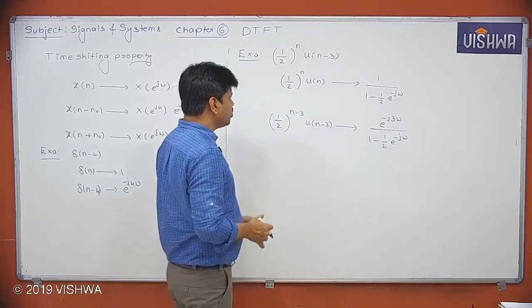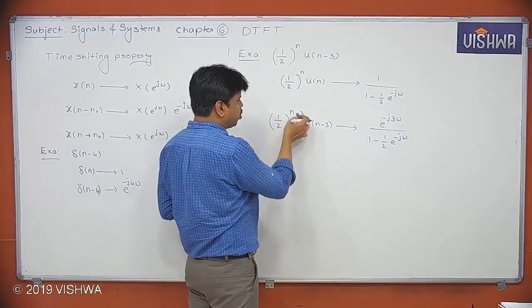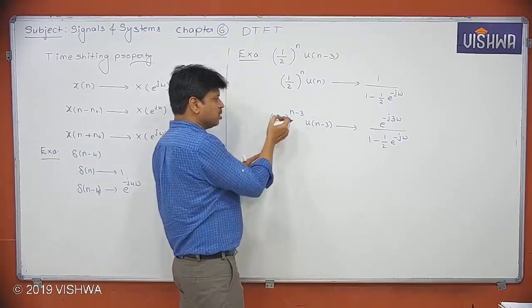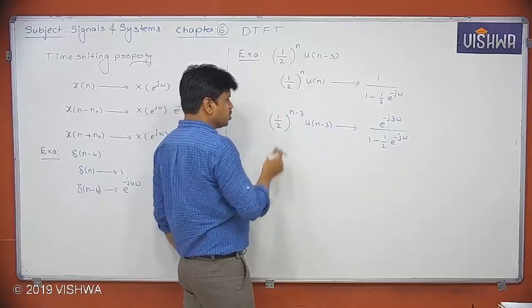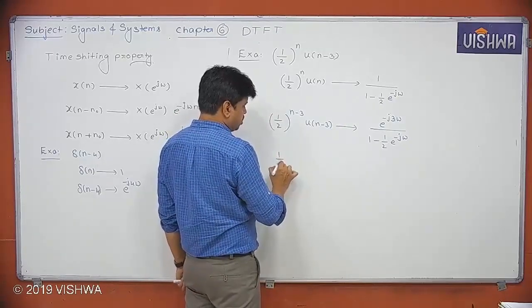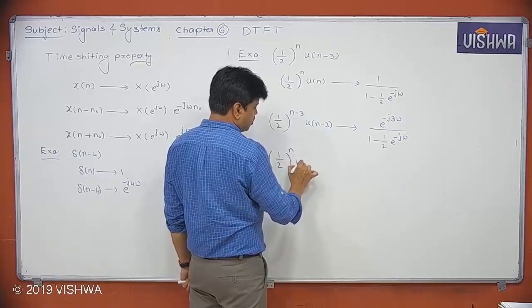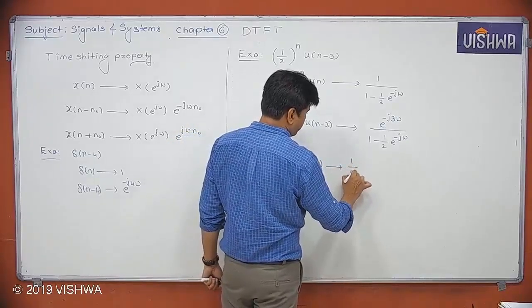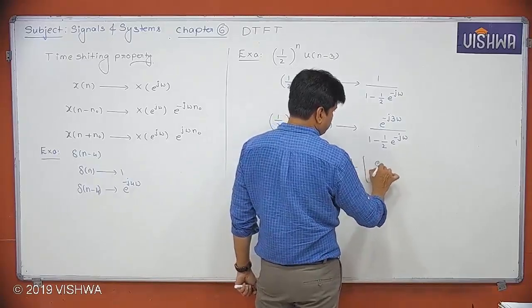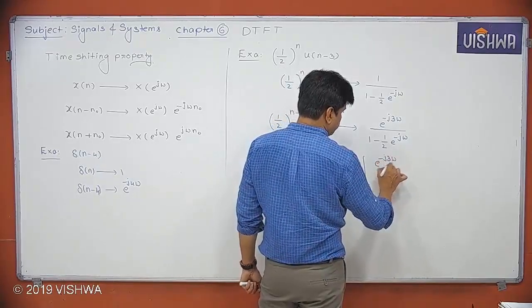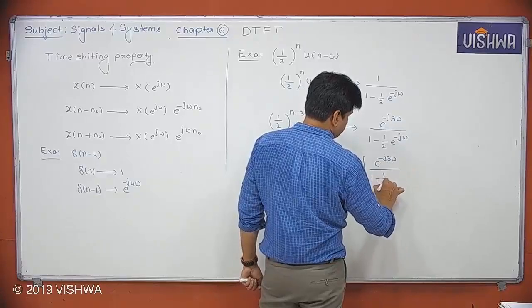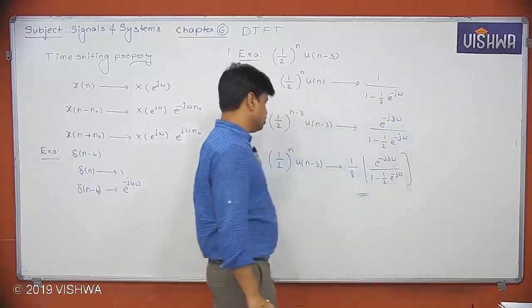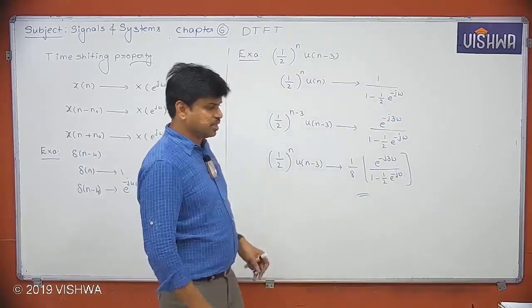But here, if you observe carefully, one extra term is there, (1/2) power minus 3. That is nothing but 8, since (1/2) power minus 3 means 2 power 3, that is 8. So if I bring that 8 here, then (1/2)^n u of n minus 3 is going to give you 1 by 8 times e power minus j 3 omega by 1 minus 1 by 2 e power minus j omega. So this is the DTFT for this signal. Clear? Take it.